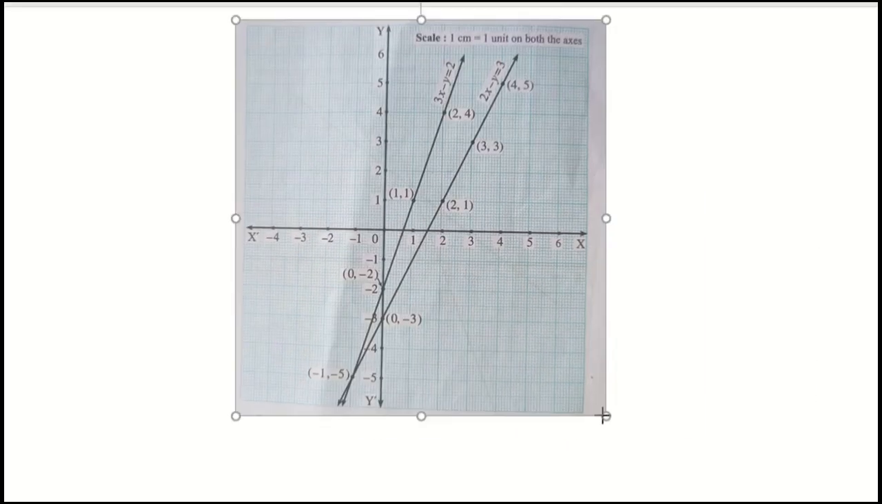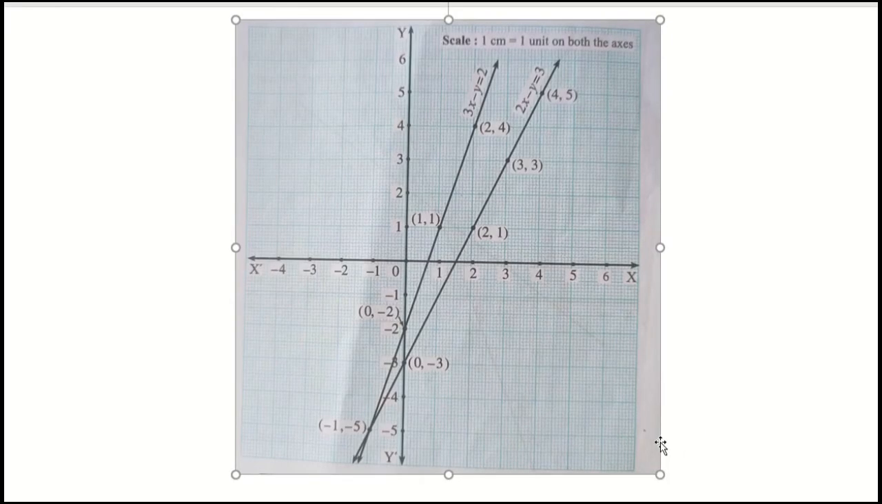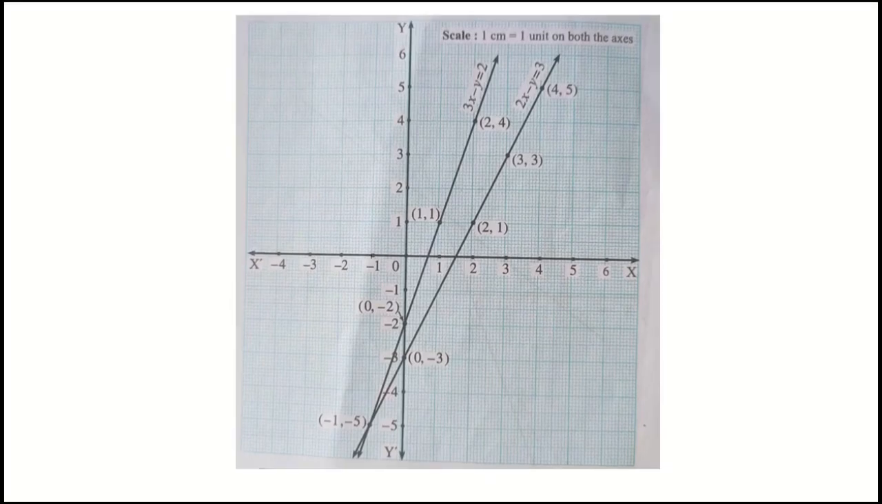So here x is minus 1. If x is minus 1, we need to point it here. X on the x line, here it is minus 1, and y is minus 5. Here is minus 1, and here is minus 5. Pointing this on the graph.